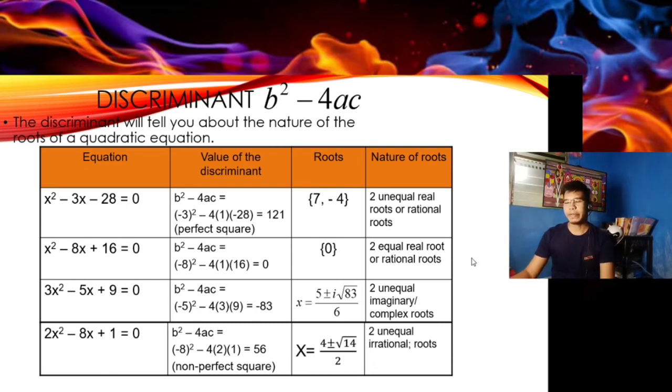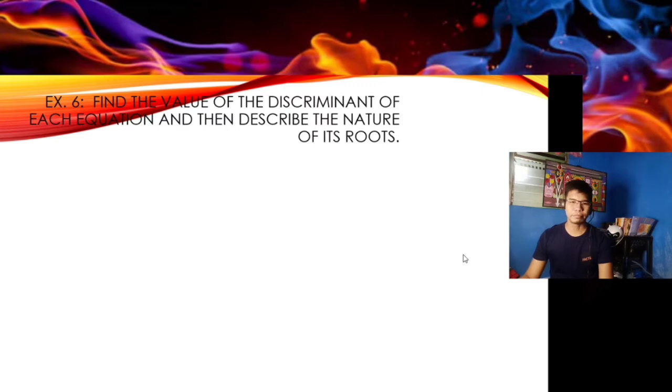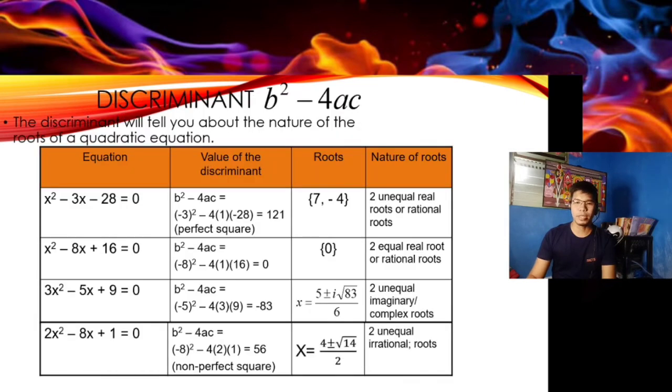So let us have an example for that. Find the value of the discriminant of each equation and then describe the nature of its roots. So we have here the given 2x squared plus x minus 3 equal to 0. We are just asked to find its discriminant and then describe the roots. So let's go back to our summary. This is what we're going to determine: the value of the discriminant and then the nature of the roots. The nature of the roots depends on the value of the discriminant.